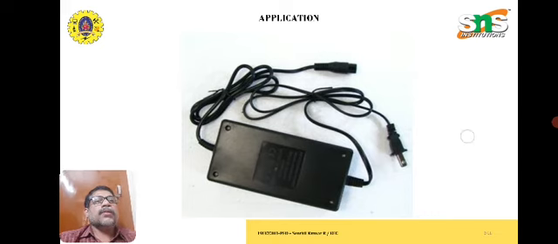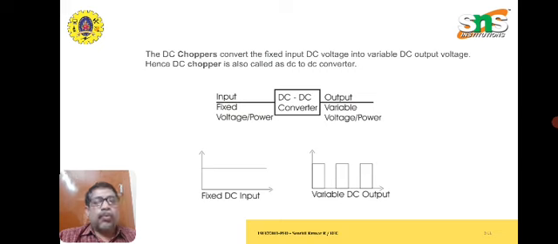The DC to DC converter is also called a chopper. It is a power electronic device which may consist of switches and some electronic devices, maybe a diode, capacitor, inductors and so on, which converts a fixed DC voltage into a variable DC voltage.